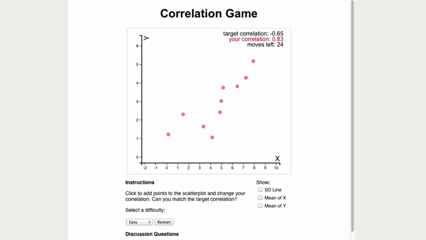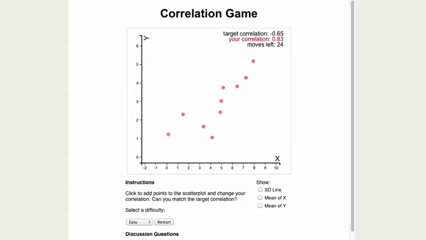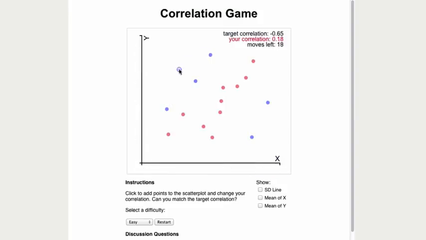This applet displays a scatter plot of two quantitative variables. At the top right, you can see the current correlation of the plot and the target correlation. The objective of this game is to match your correlation with the target correlation. You can change the scatter plot by adding points. As you can see, adding points changes your correlation.